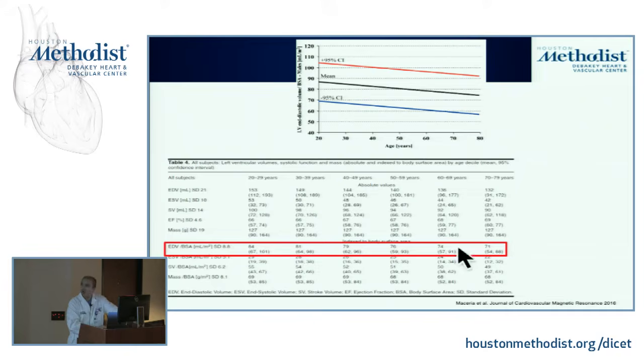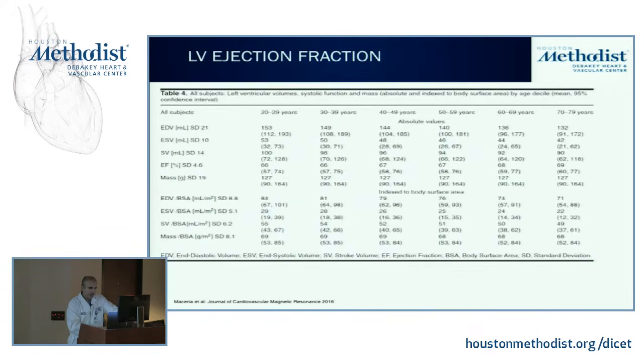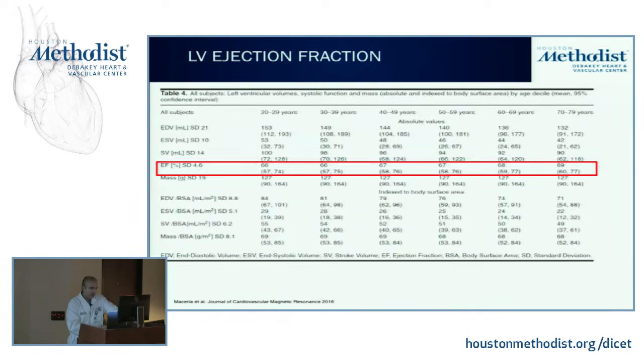And this is just showing, in fact, what happens to normal values. The mean, as well as the upper limit of the confidence interval, gradually goes down with aging. What happens to ejection fraction? If you look at ejection fraction, there's a tendency for the ejection fraction to actually go up a little bit with aging.